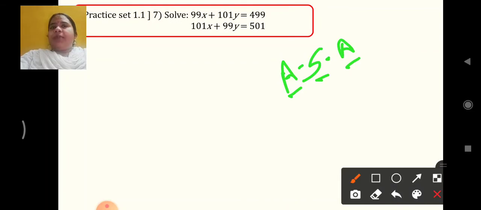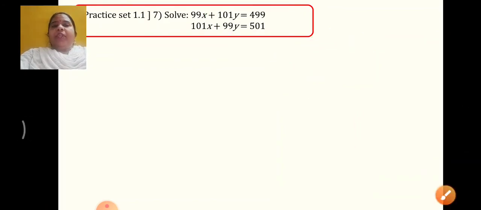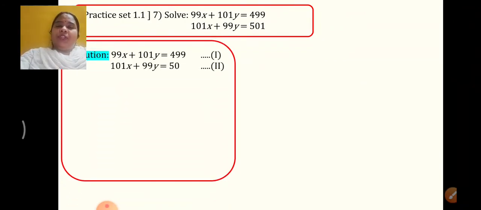Very easy type of sum. Even though the coefficients used are so big, do not get afraid. When you have this cross terms identical, 99 and 99 here and 101 and 101 here, so always try to use this method, that is addition, subtraction and addition. Now what is that? I'll just number these two equations as equation number 1 and 2. Then I will add these two equations, subtract these two equations and again finally add. Let's see. When I add these two equations, what I'll get?